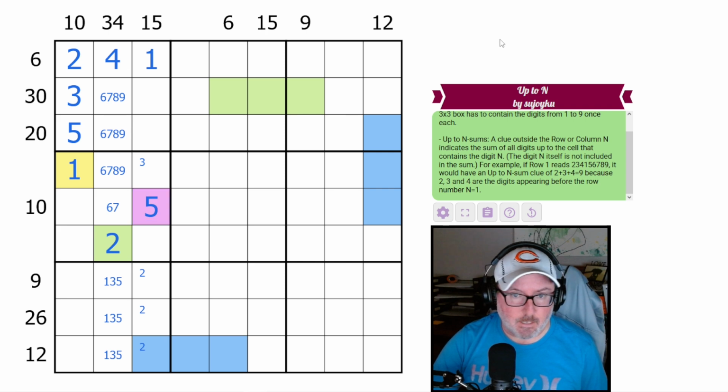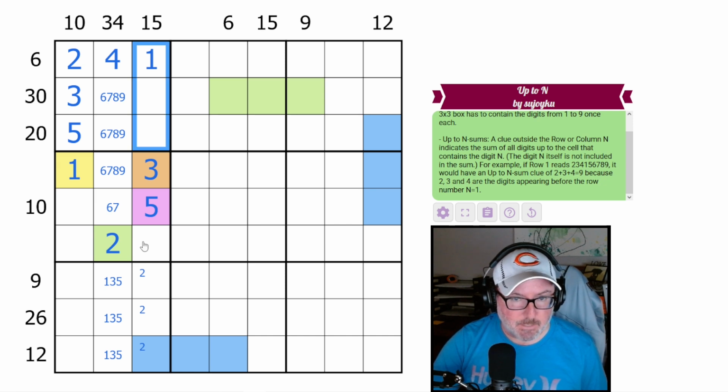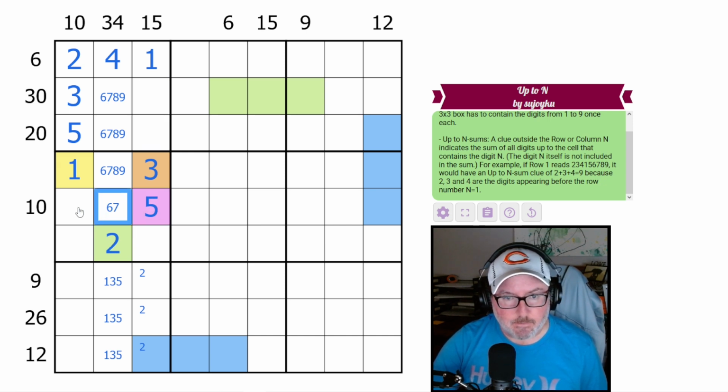I'll just pick colors, because I don't know if they're necessarily working for us. And that forces this to be the 3, which is telling us where the 15 is going to be cut off now. But because of that 5, we know this has to add to 10, so it can't be 7, 3. It must be 6, 4.